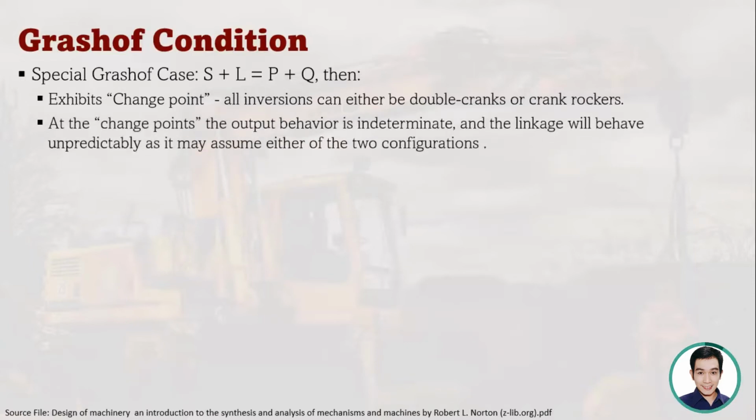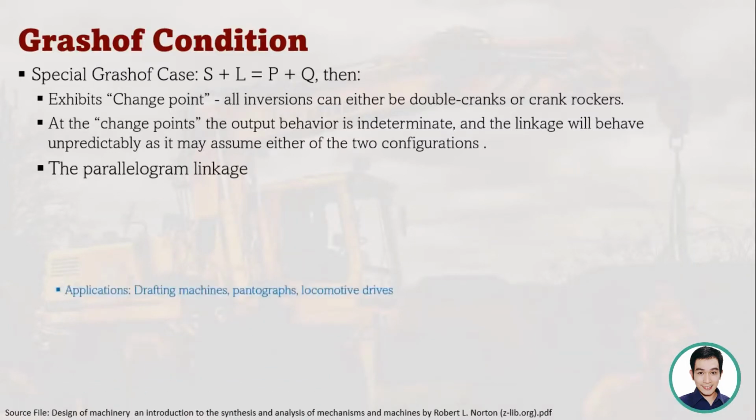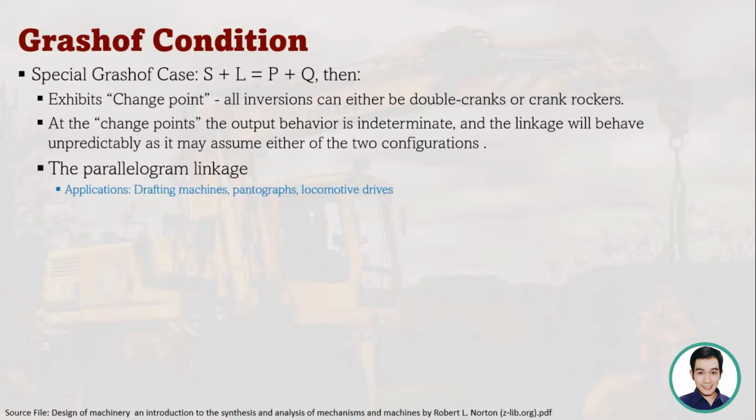At the change points, the output behavior is indeterminate and the linkage will behave unpredictably, as it may assume either of the two configurations mentioned. It can be a double crank or a crank rocker. An example of this kind of condition is the parallelogram linkage, which is applicable in drafting machines, in pantographs, and in locomotive drives like trains. For example, they actually use the parallelogram linkage in the wheels.